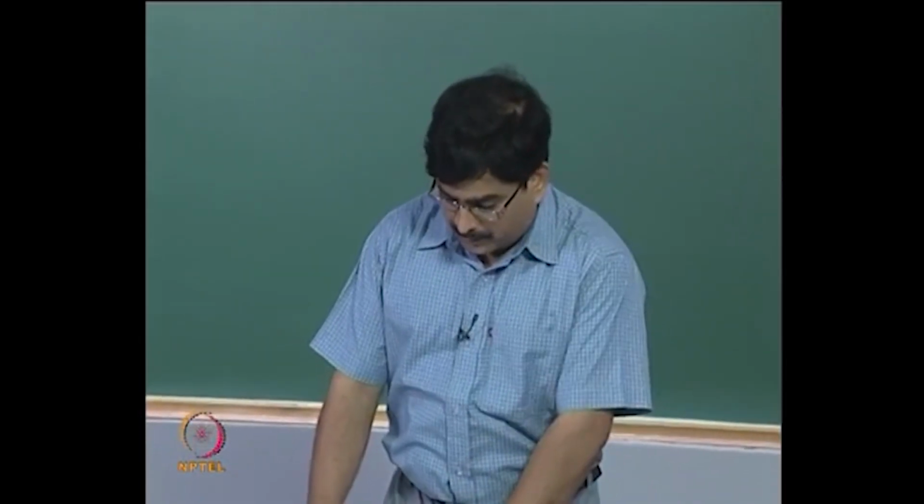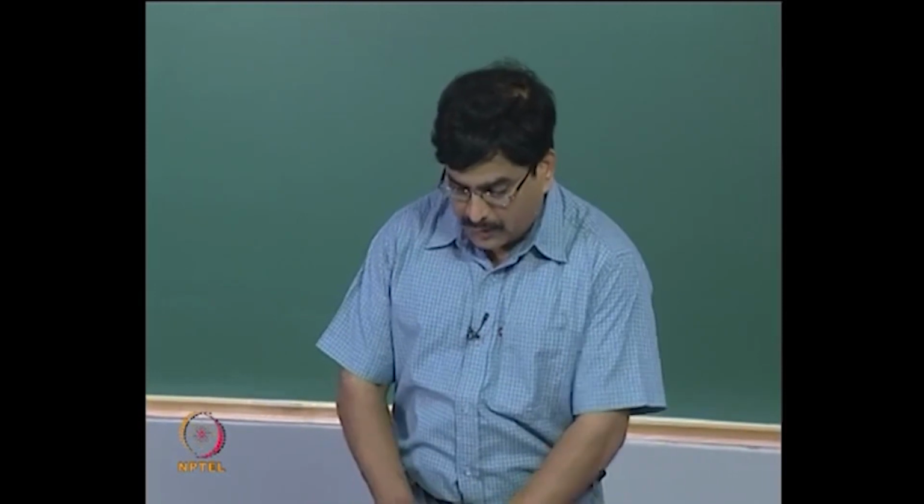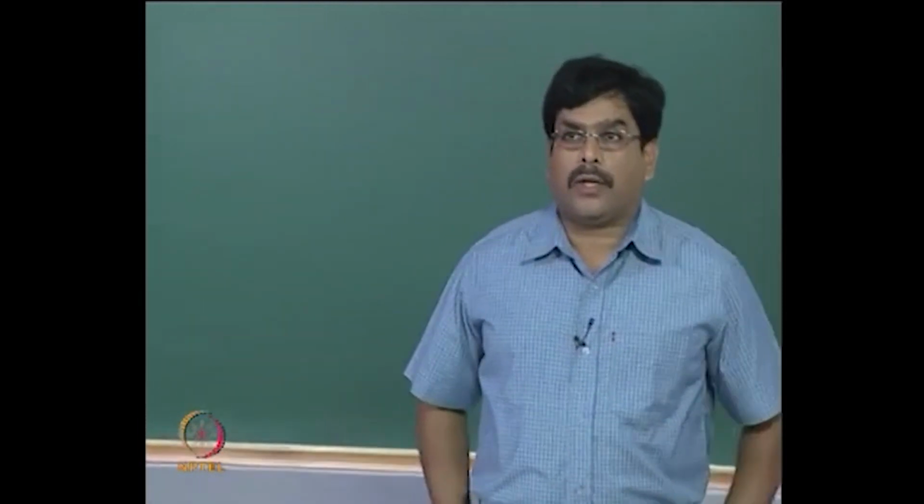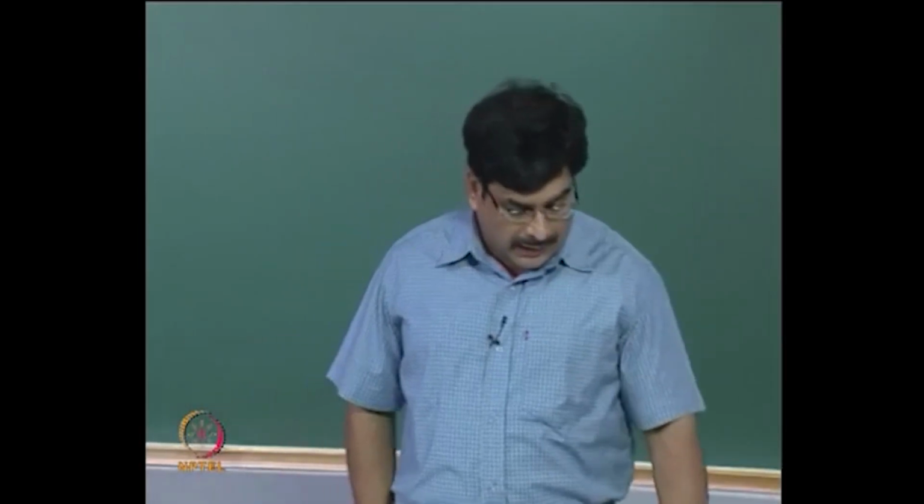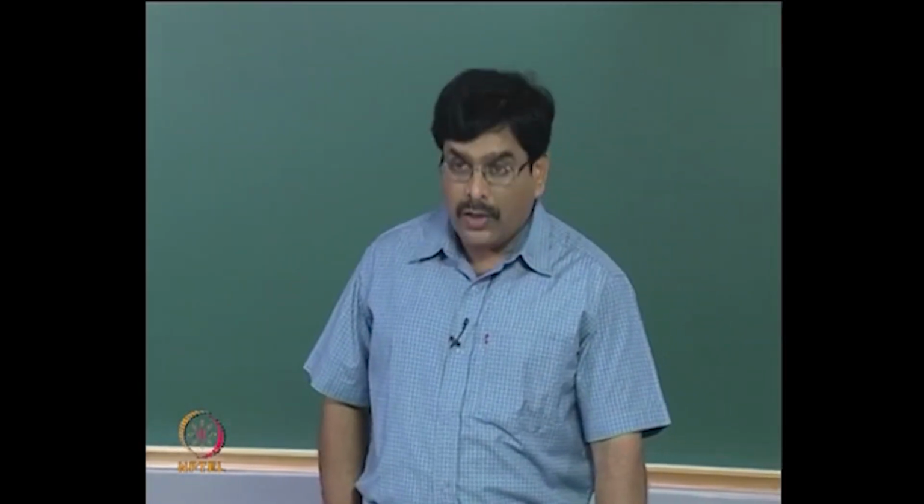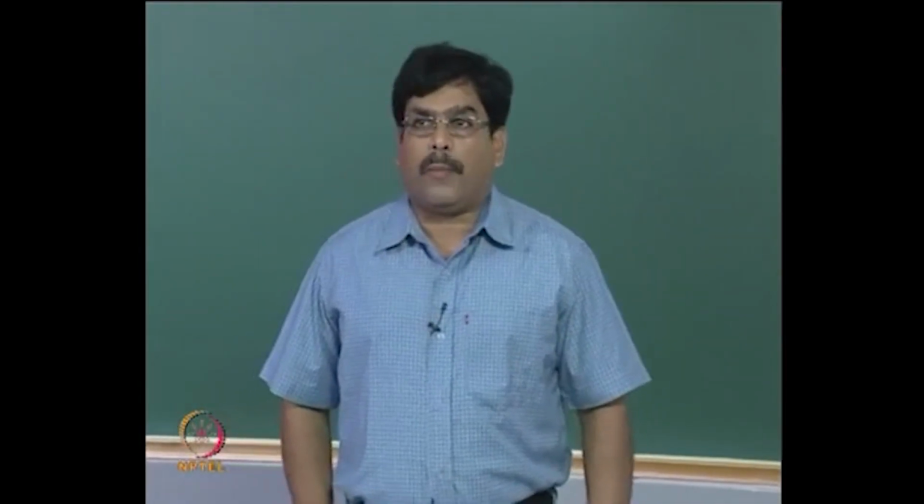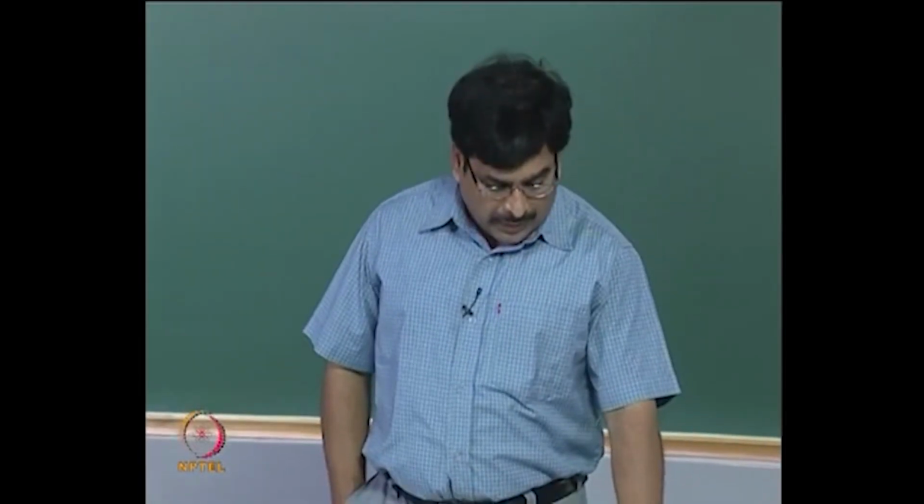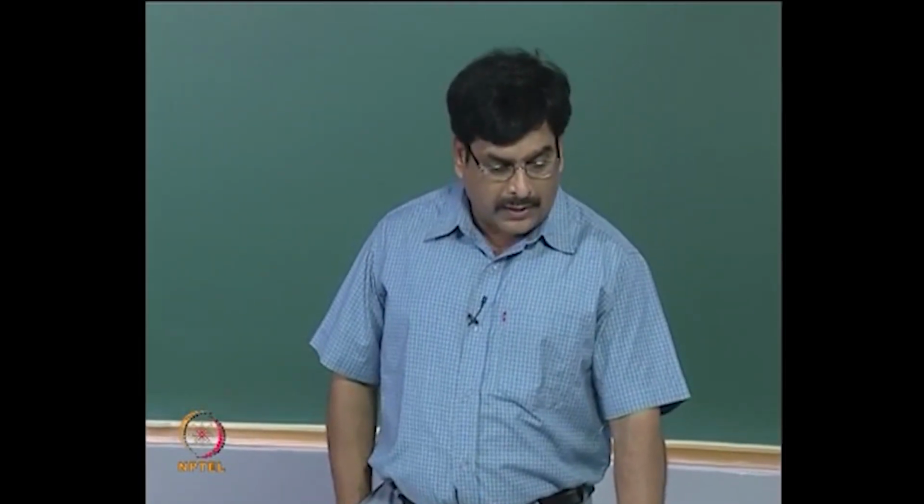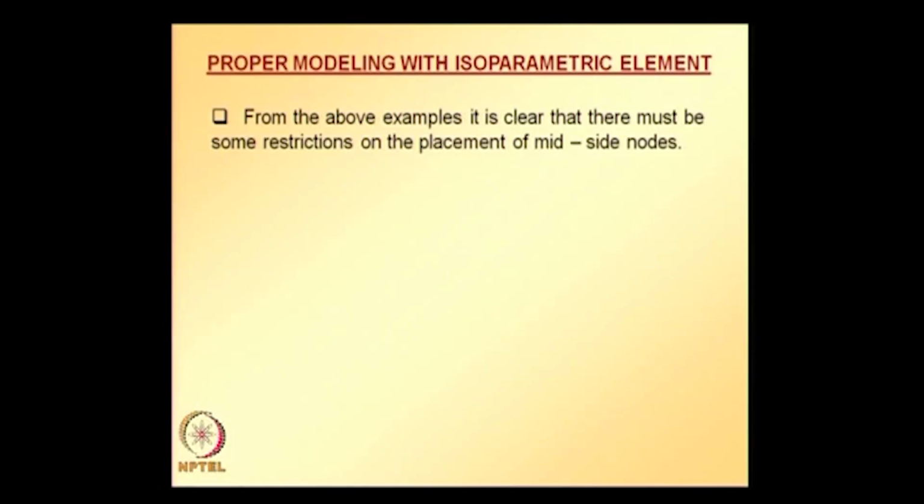And after going through 4 examples, we can make some conclusions out of what we studied in the last class. So that is why we will be looking at proper modeling with isoparametric elements in this lecture. From the above examples, meaning the 4 examples that we looked at in the last class, it is clear that there must be some restrictions on the placement of mid-side nodes.